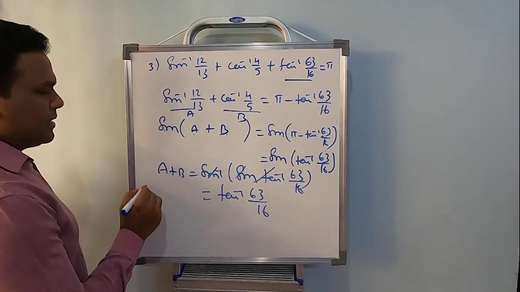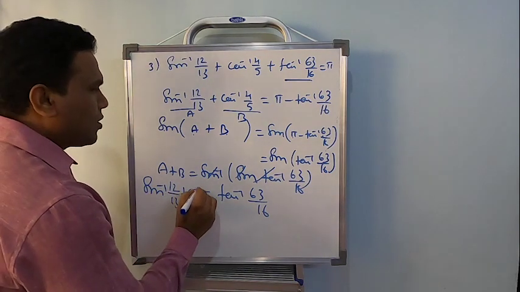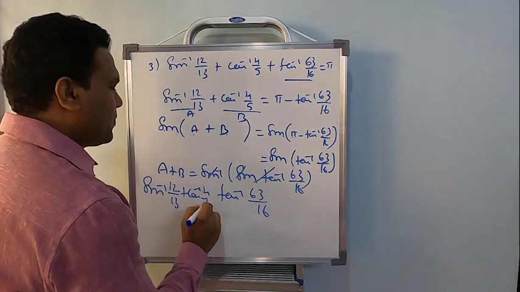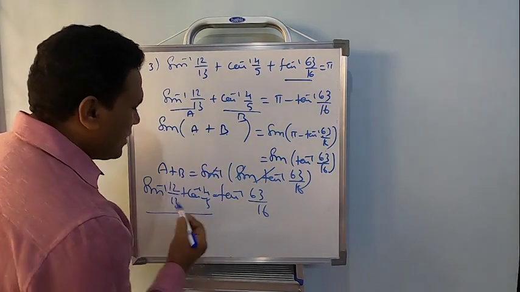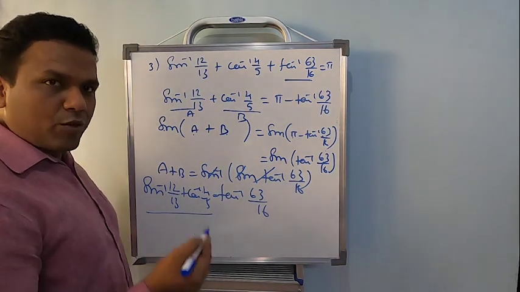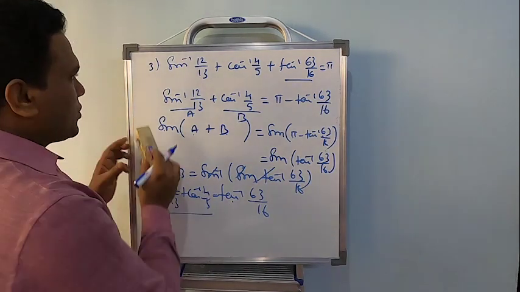What is the left hand side? The left hand side is sine inverse 12 by 13 plus cos inverse 4 by 5. So I will be reducing this. What I should do here, take these two, convert them in terms of tan inverse, because my required answer is in terms of tan inverse. Okay, so let us try this.